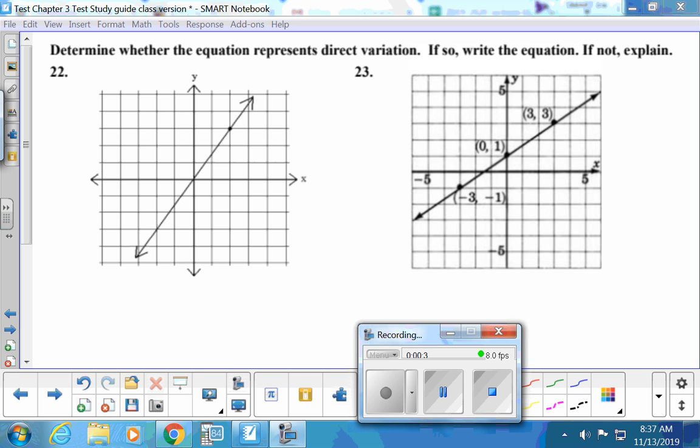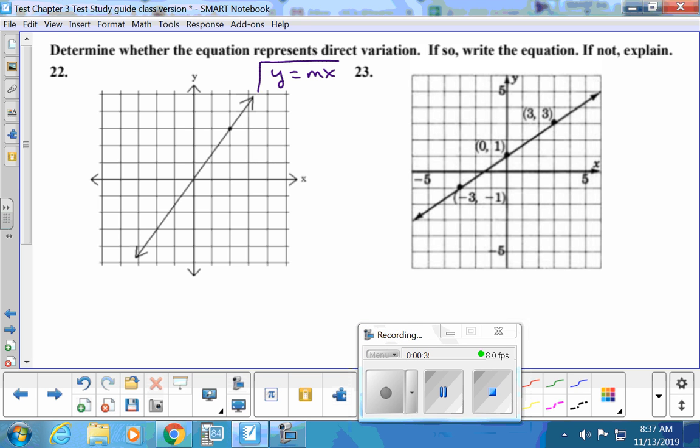Determine whether the equation represents direct variation. Allie was like, I kind of forget what direct variation is, so everybody jot this down. It's y equals mx. Notice, there's no b, because the y-intercept is 0. So right off the bat, one of these I can see is not touching at 0, 0. Which one? 23. So 23 is not direct variation. 22 is, because it's touching here at 0, 0.